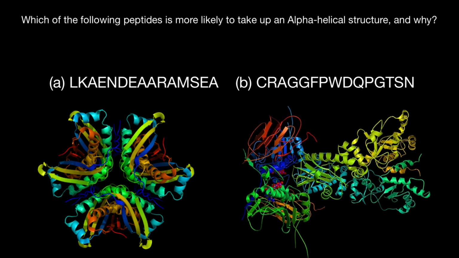And here is a problem: which of the following peptides is more likely to take an alpha helical structure and why? Here is the first sequence and here is the second sequence. These two pictures of the proteins have nothing to do with our problem and the sequences. I just want to use them to demonstrate the beauty of the proteins and also the complexity of the structures.